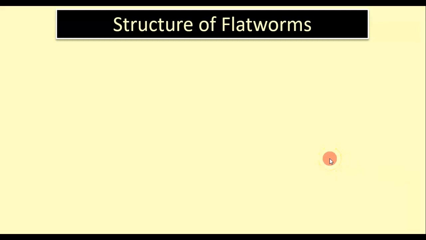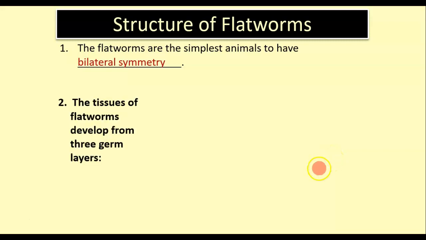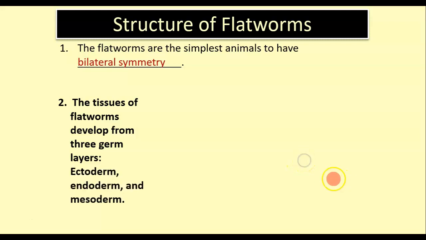Now let's look specifically at the structure of the flatworms. They're the simplest animal that has bilateral symmetry. Everything that we've studied so far has either been asymmetric, as in the case of the sponges, or radial symmetric, as in the case of the cnidarians. Now the tissues of flatworms develop from 3 germ layers, so they have all 3 germ layers: ectoderm, endoderm, mesoderm. Ecto is outside, endo is inside, meso is middle.